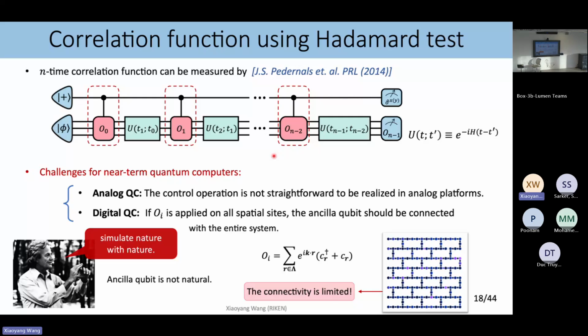Yeah, for example, on the analog quantum computer, we could realize maybe the rotation of ZZ operation, and this rotation of ZZ can be somehow converted to the control operation, but it is not very straightforward to realize. Okay, maybe I can continue.